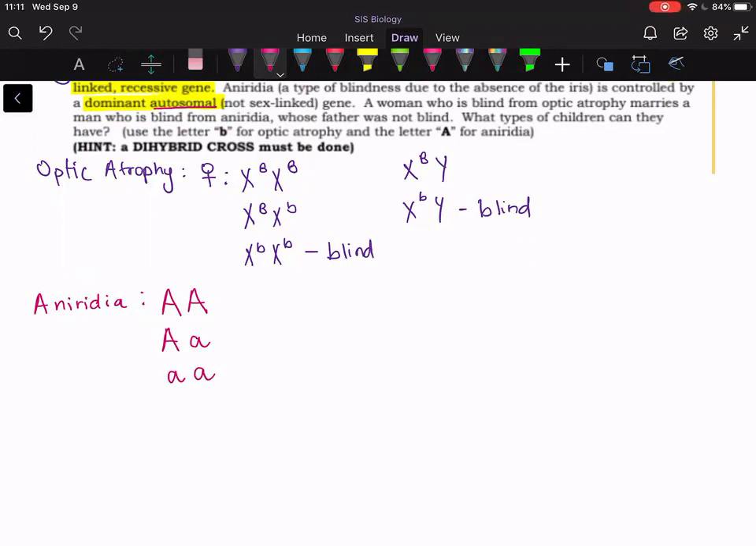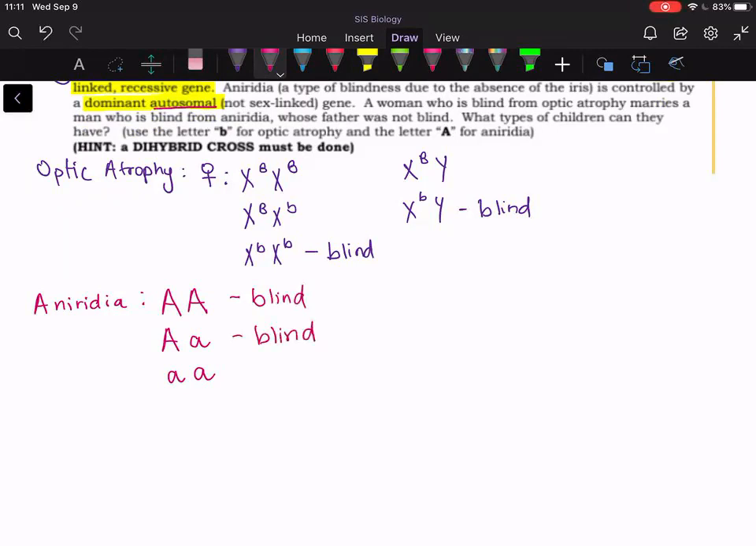Now, it says that it is a dominant gene. So which phenotype will be blind out of these three genotypes? This one's going to be blind, and this one will be blind.